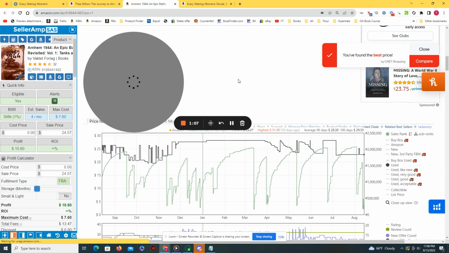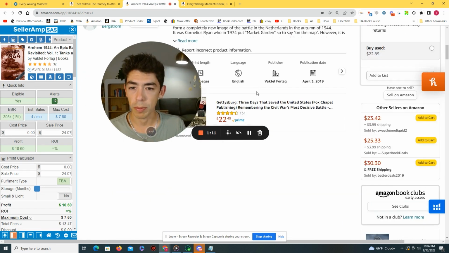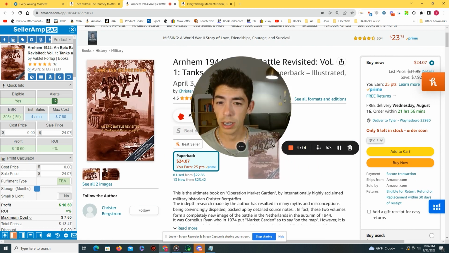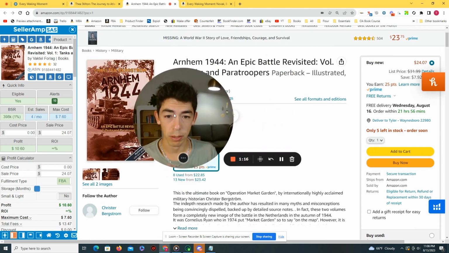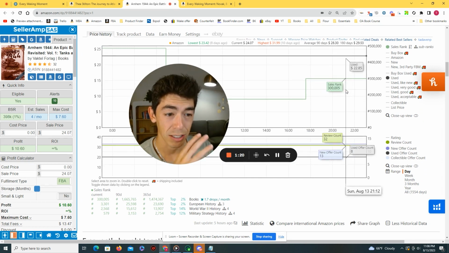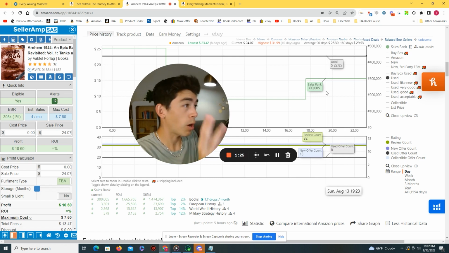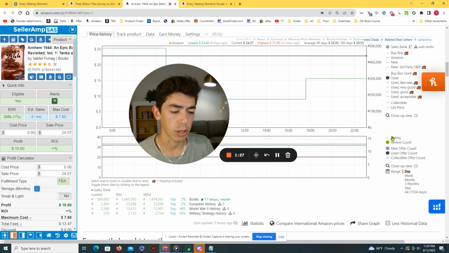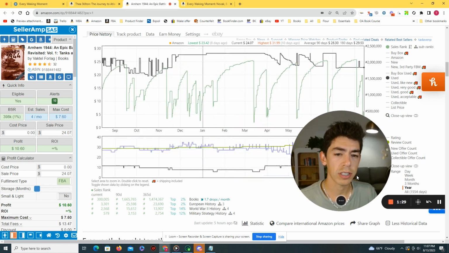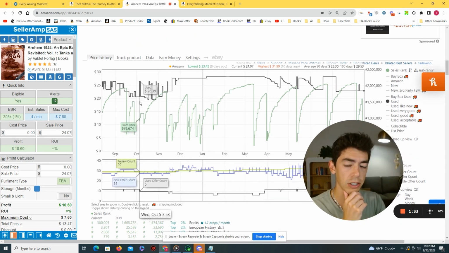Now, let's look at another book that also has the same sales rank. So let's also look at today. This book, by the way, is called, Arnhem 1944, An Epic Battle Revisited. So if we scroll down here to the Keepa chart, and we look at today, sales rank is 300,005. So this book is technically the same popularity according to Amazon as the other book. But if we look at the last year, notice that this book has way fewer sales rank drops. So this book actually sells much less often than the other book, yet they have the same sales rank.